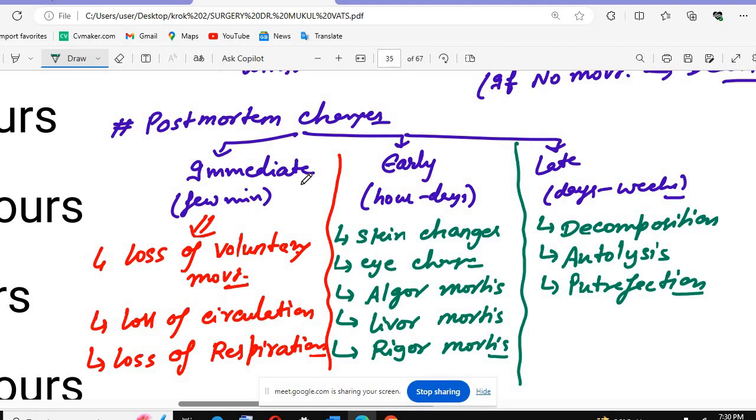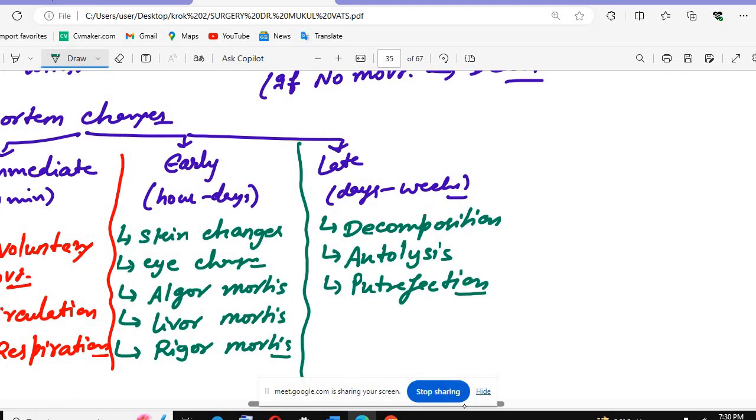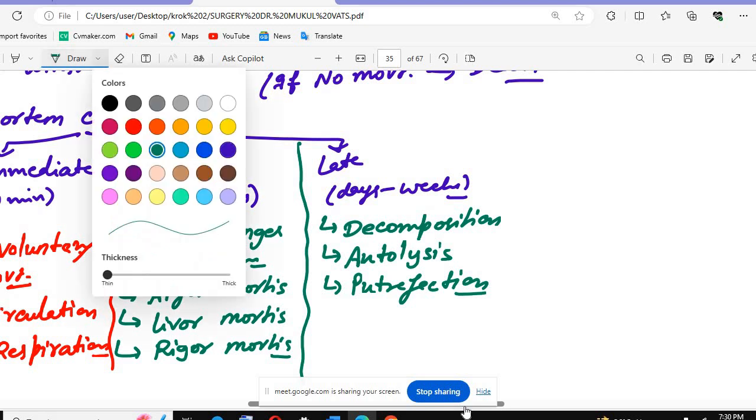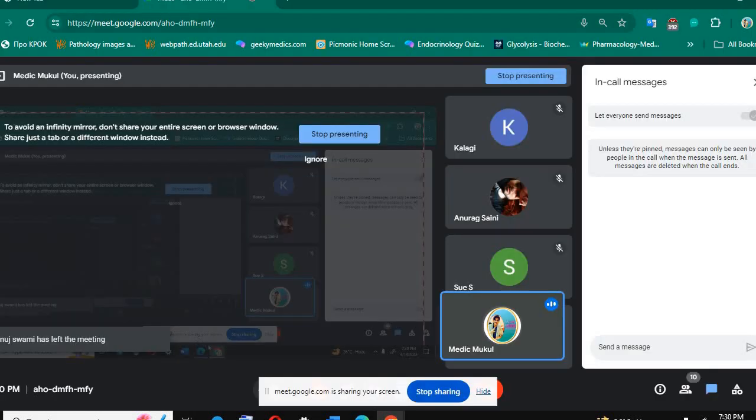Autolysis is done by which enzymes? Let me know, tell me. Autolysis is done by which enzyme? Write in chat.